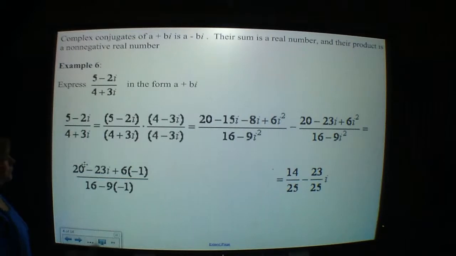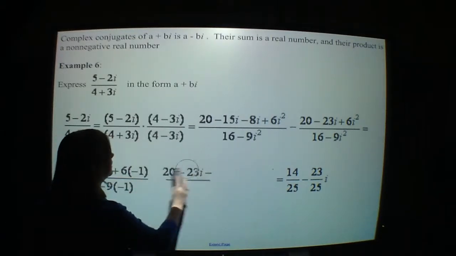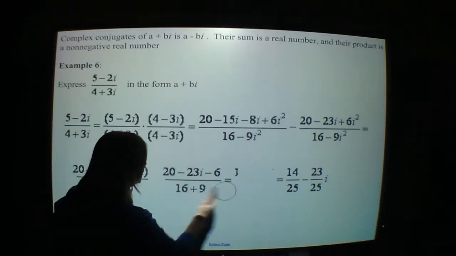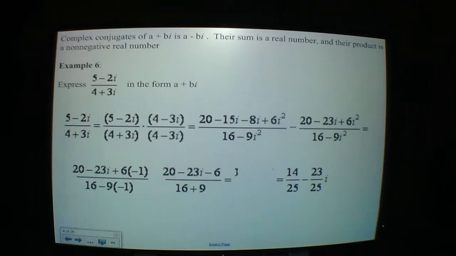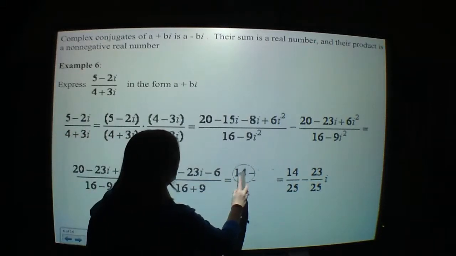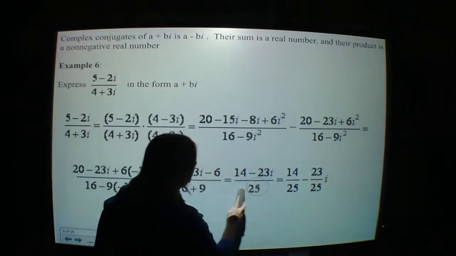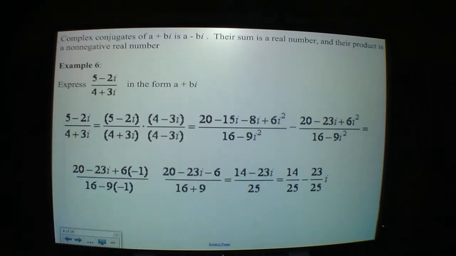Let's get there. So 20 minus 6, and here you have 16, it'll end up to be plus 9. 20 minus 6 is 14. So 14 minus 23i, 16 plus 9 is 25. And then you can just write it as 2 fractions if you want. So 14 over 25 minus 23 25ths times i. And you're done.